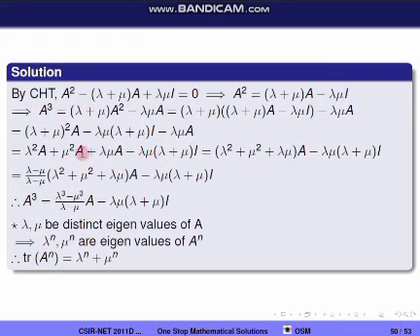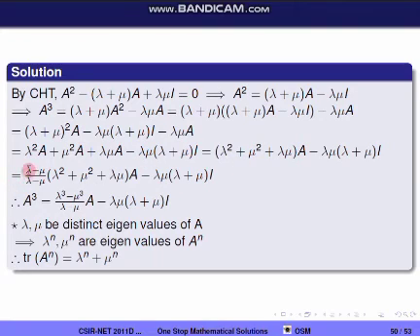For these three terms we have a common factor, so I am taking it outside. So this is equal to (lambda square plus mu square plus lambda mu) into A minus lambda mu into (lambda plus mu) into I. So I am multiplying this term by lambda minus mu and dividing by lambda minus mu. So it doesn't change this term.